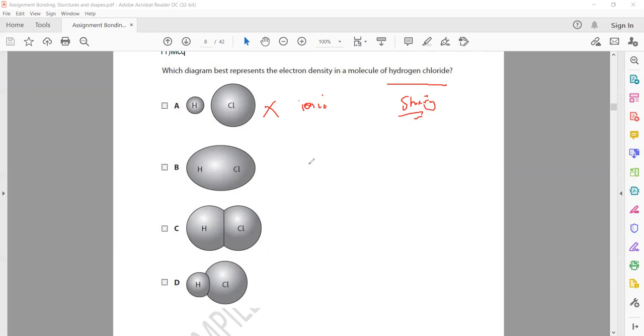That's wrong. Chlorine has more electrons, so the electron density on the side of chlorine will be higher as compared to that of hydrogen. This shows equal electron density, and this shows the hydrogen side has smaller electron density and the chlorine side has higher electron density, where chlorine is larger in size. So that's why D is the right answer.